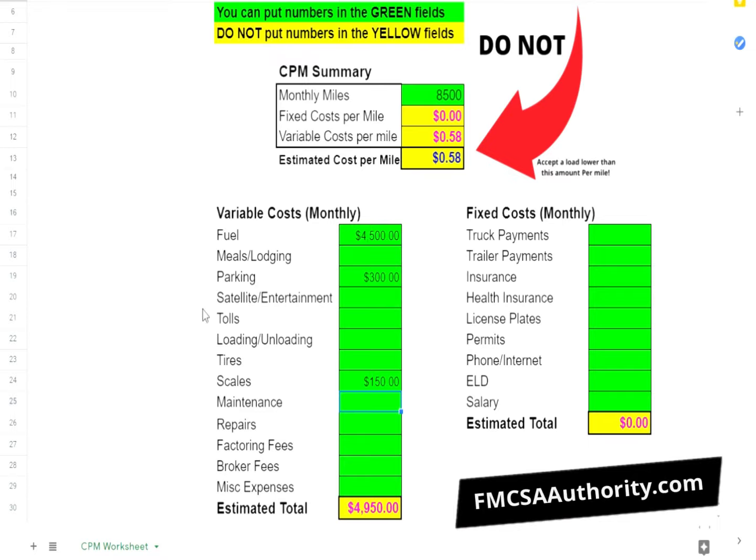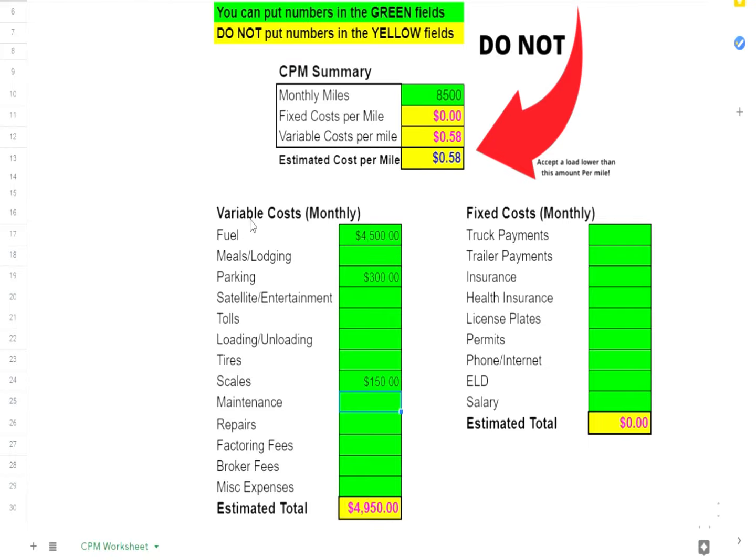Variable costs per mile, and that's what we're doing, variable. What does variable mean, by the way? I forgot to mention that. You only have these costs if your truck is running. That's why they're variable, okay?